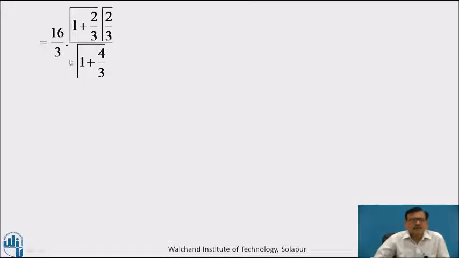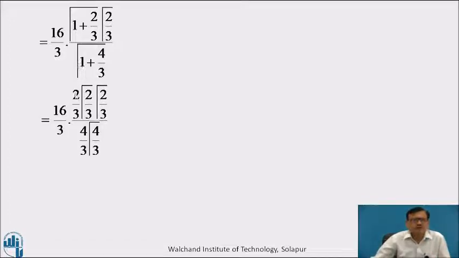and we can write this as 16 by 3 into gamma of 5 by 3, which can be written as gamma of 1 plus 2 by 3, into gamma of 2 by 3. Gamma of 7 by 3 can be written as gamma of 1 plus 4 by 3. So it is equal to 16 by 3 into 2 by 3 into gamma of 2 by 3 into gamma of 2 by 3 divided by 4 by 3 into gamma of 4 by 3, using the property gamma of n plus 1 is equal to n into gamma of n.